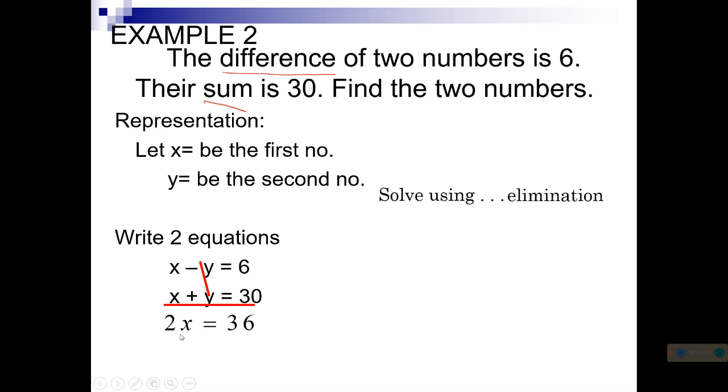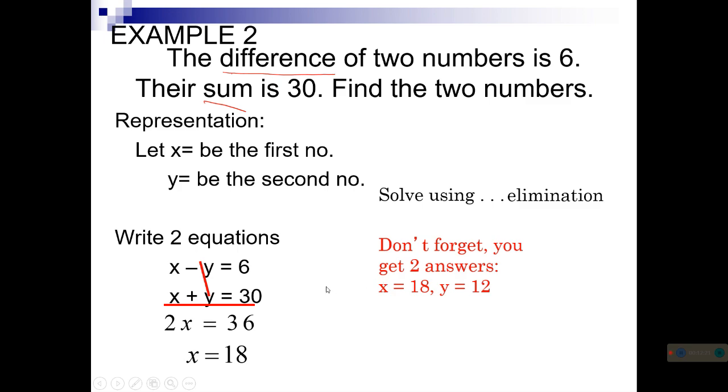Then add the remaining parts of the equation. So you will obtain 2x, or x plus x is 2x. Then 6 plus 30 is 36. And then you are going to divide both sides of the equation by 2. So you will obtain x is equal to 18. And then you are going to solve for y. Then you will just substitute 18 in place of x. And then, you will obtain y is equal to 12. Any question?